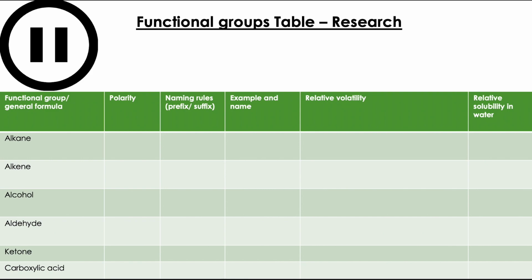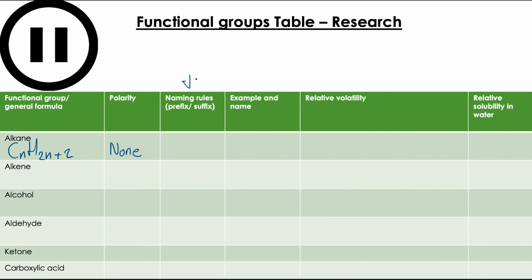And I'm going to start with looking at the alkanes. So here, it's got the name of the functional group. So I'm going to want to put in my general formula. So that's CnH2n+2. I then would have done my research online and I would have found out that there would be no polarity for the alkanes. Their naming rules are easy.